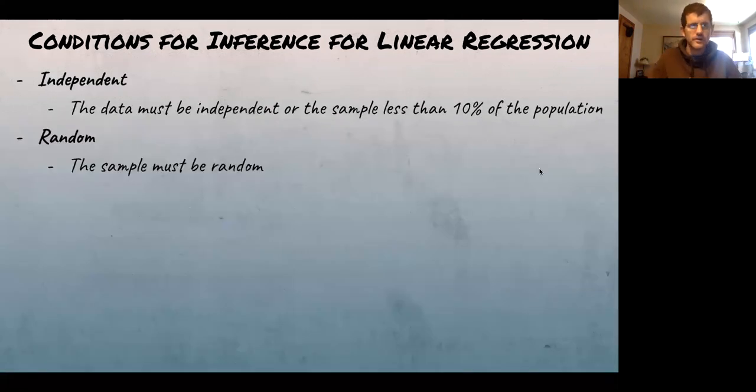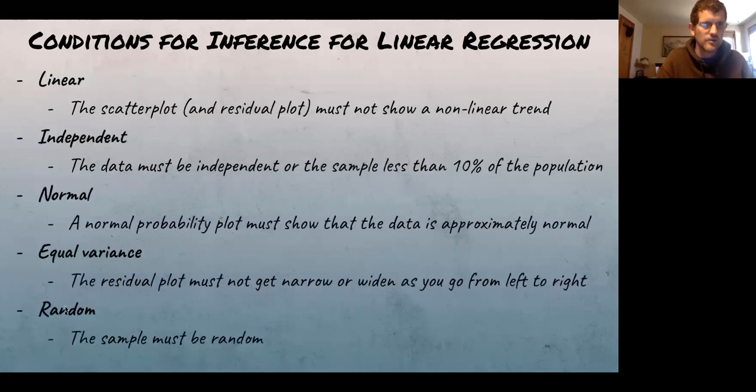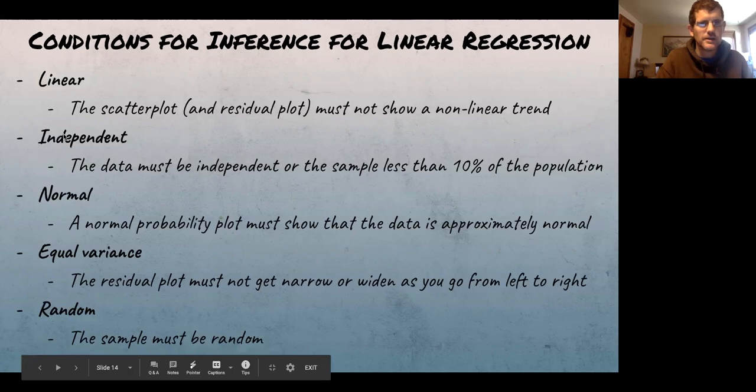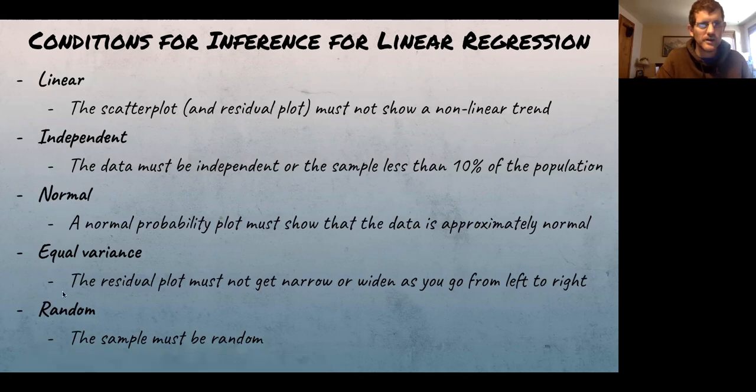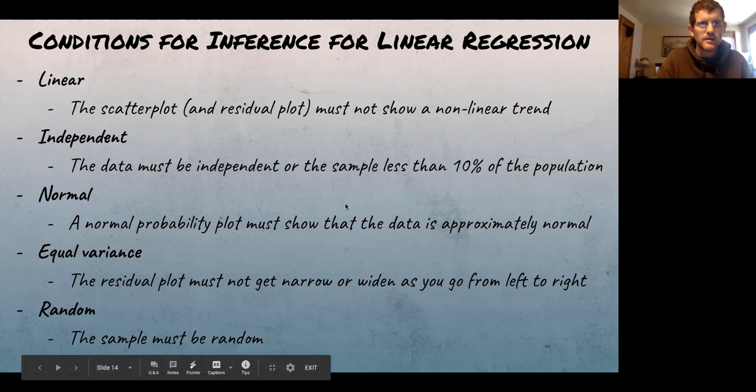Okay, the last one: the data must be independent, or the sample less than 10% of the population, and the sample must be random. That's something we can go through and check. In other cases, we would just call this the 10% rule. We do it a little differently here, only so that we can end up with a nice acronym to help remind us. So we get linear, independent, normal, equal variance, and random.